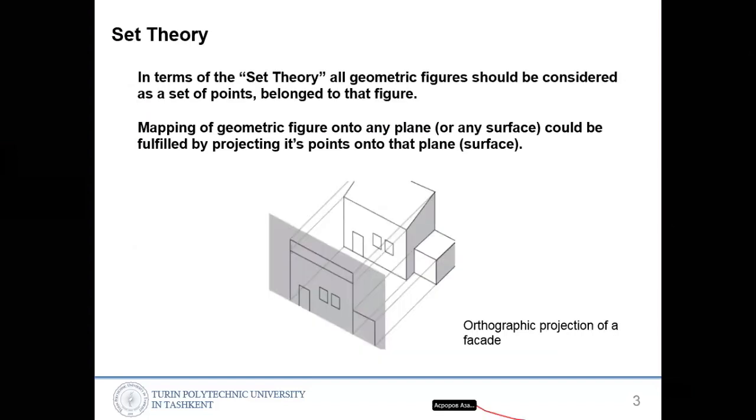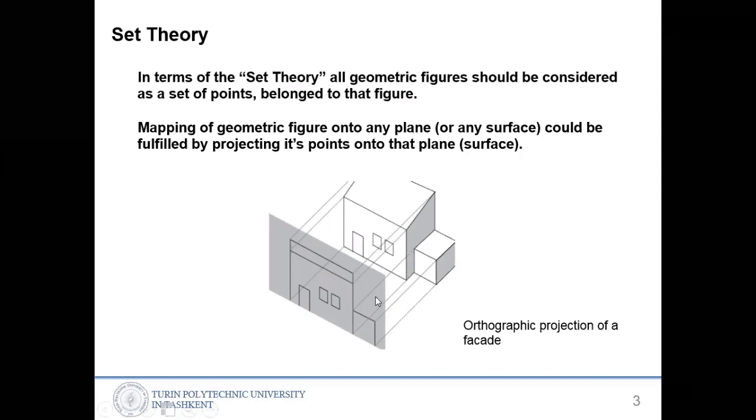Another thing is set theory. It's a branch of geometry. In set theory, all geometric figures are constructed as a set of points: points, lines. Any line can be constructed from many points, many thousands of points. The branch of science about this kind of set of points is called set theory.